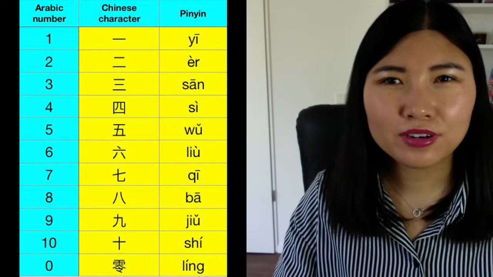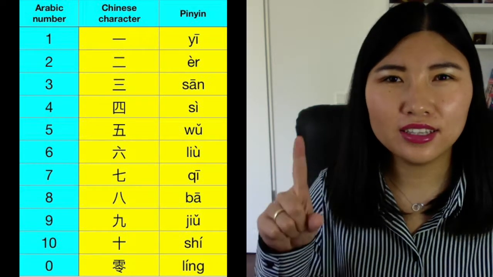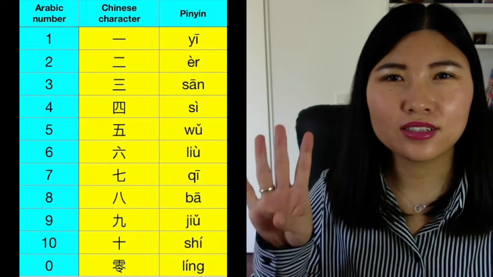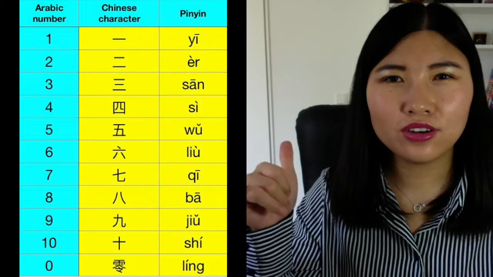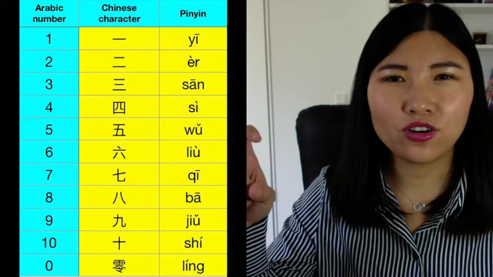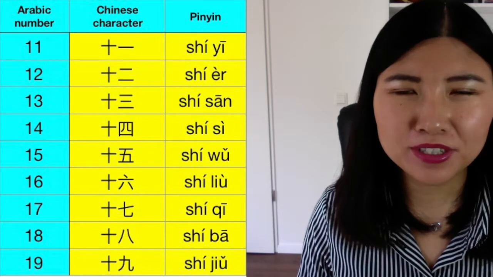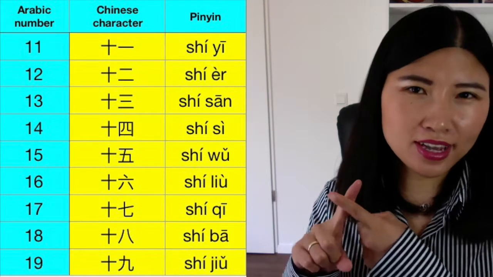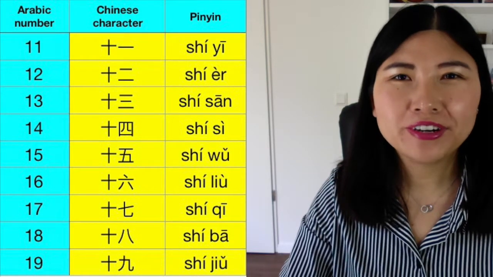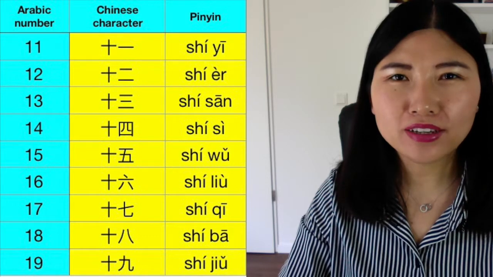Now let's count from 0 to 10. 0 1 2 3 4 5 6 7 8 9 10. From 11 to 19, we just need to read 10 plus 1 to 9. For example, 11, we read it as 10 plus 1.